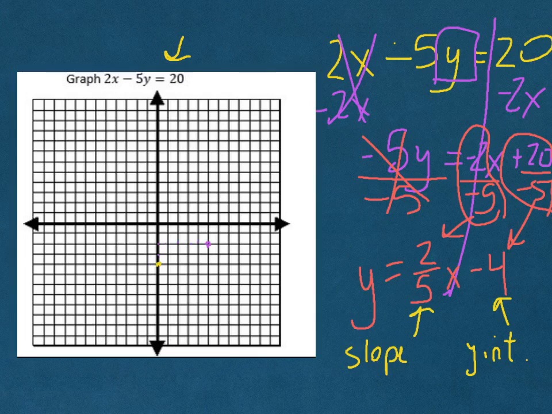So that's what that should look like. And then if I wanted to, I could count again, and I could see that that's my pattern, rising 2 and running 5, beginning at negative 4 on the y-axis. Connect my dots, and I have graphed my line. So go ahead and use that idea to solve for y on 10 through 13.